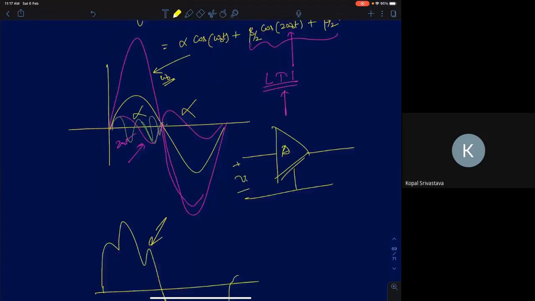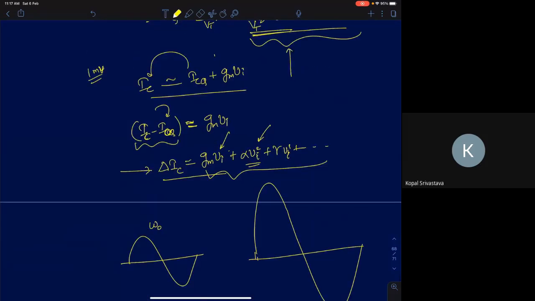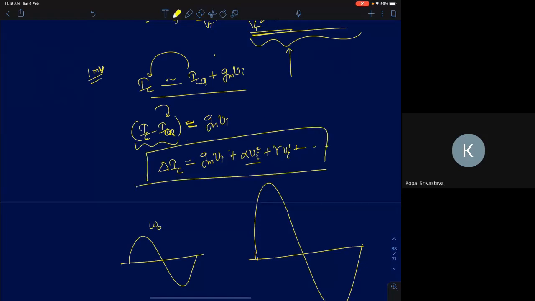Now let's go back and look at this expression. This is your bipolar junction transistor's small signal current as a function of the input voltage. So far in the analysis, we only assumed the first term. We said the second terms can be ignored. That can be ignored if your input voltage VI is really small. How small? That's the question you'll have to answer.